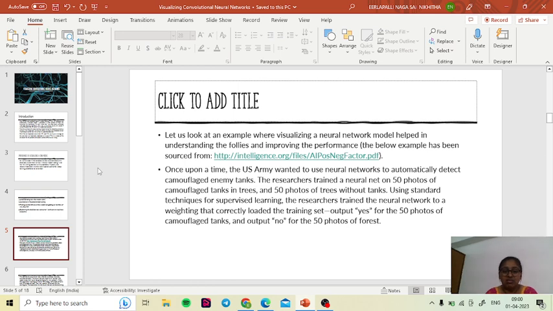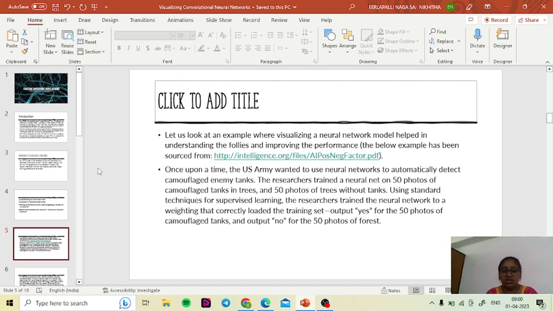Let us look at an example where visualizing a neural network model helped in understanding the faults and improving the performance. Once upon a time, the US Army wanted to use a neural network to automatically detect camouflaged enemy tanks. The researchers trained a neural net on 50 photos of camouflaged tanks in trees and 50 photos of trees without tanks. Using standard techniques for supervised learning, the network was trained to output yes for the 50 photos of camouflaged tanks and no for the photos of the forest.